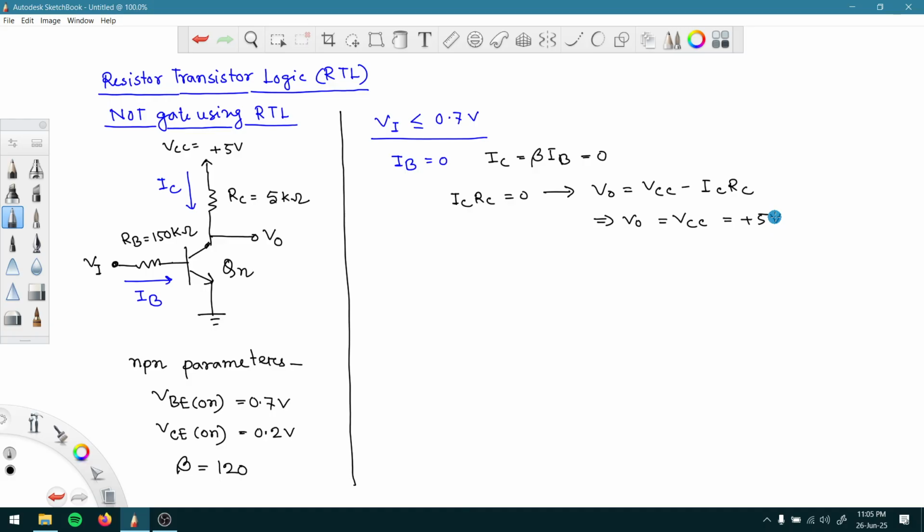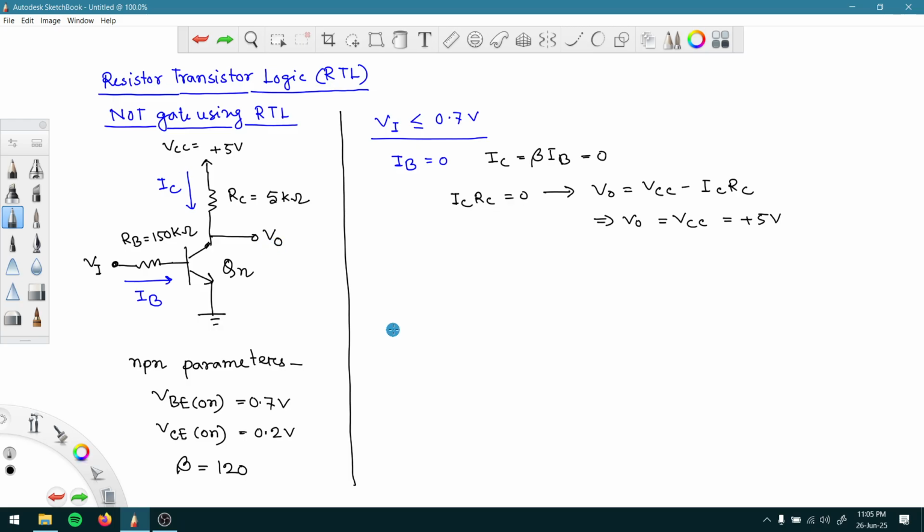So at this condition, whenever we are at a voltage which is less than 0.7 volt at Vi, what we are going to see is at the output V0 will be directly 5 volt. This is one condition, right?